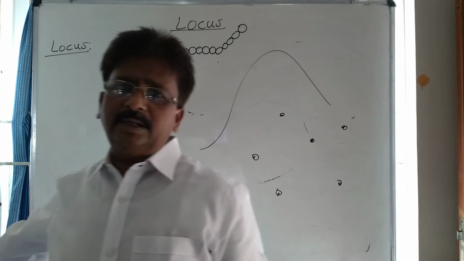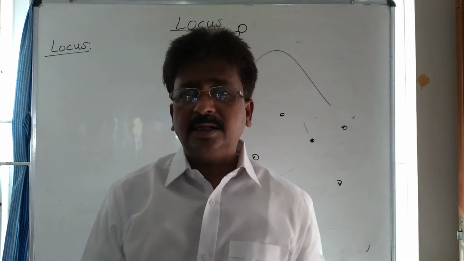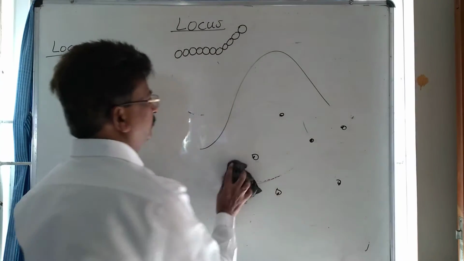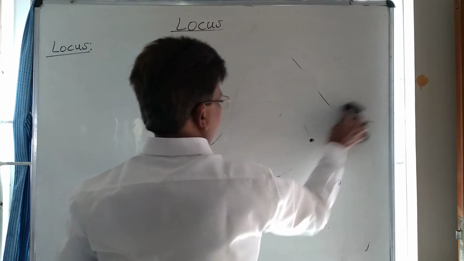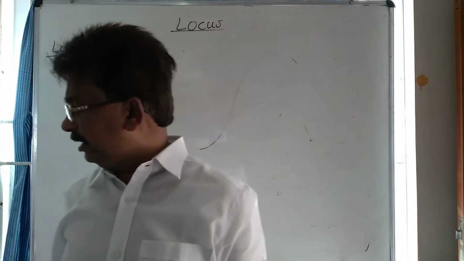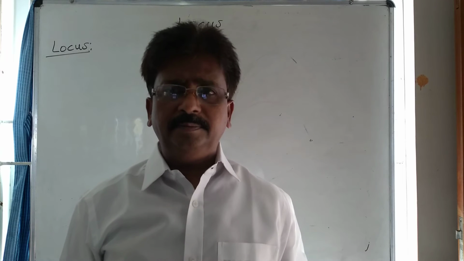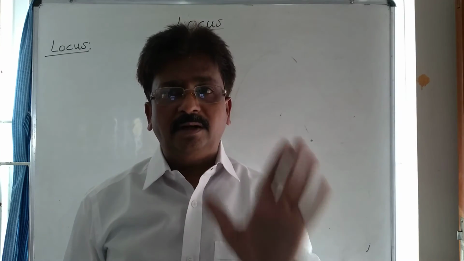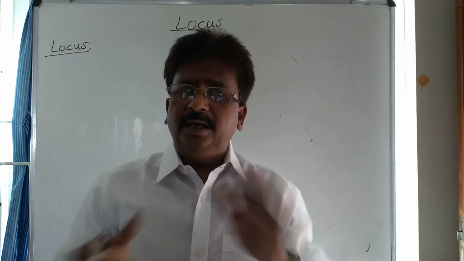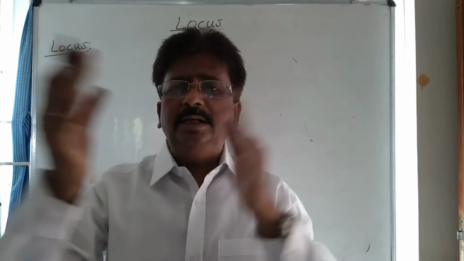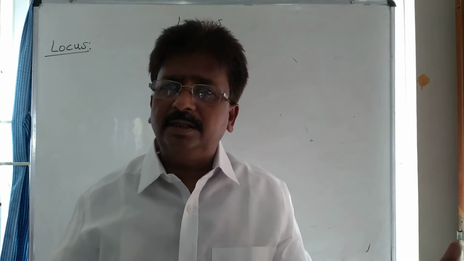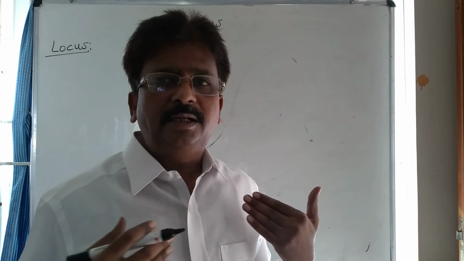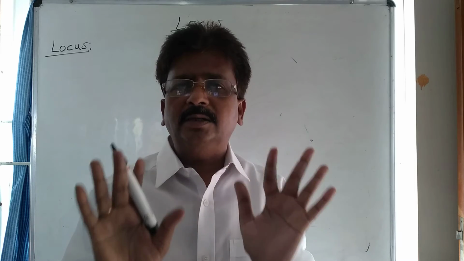So in the coordinate system, a line is a collection of points, and a region is also a collection of points. But are line and locus the same? No, sometimes same, sometimes not same. The locus may be a region, a collection of points, or a line which is a collection of points.